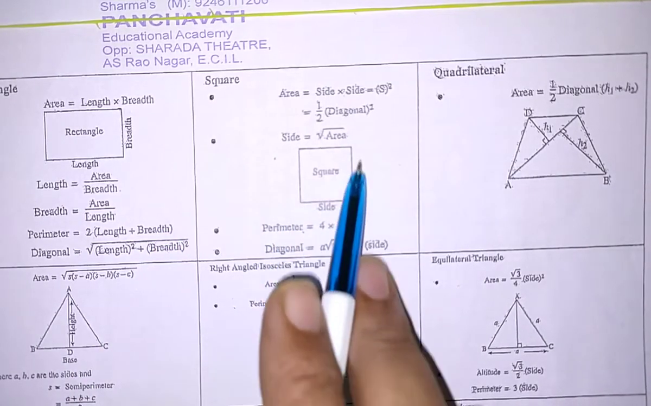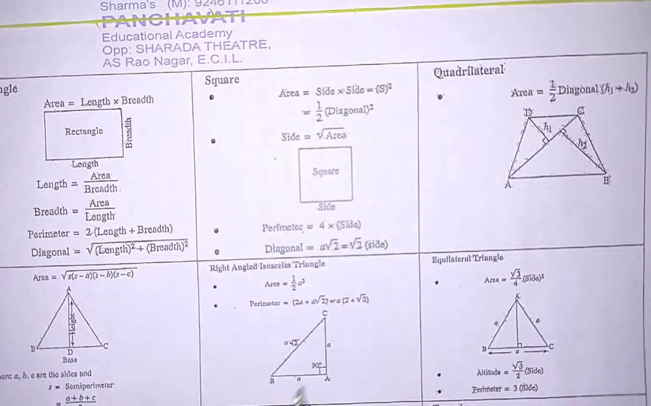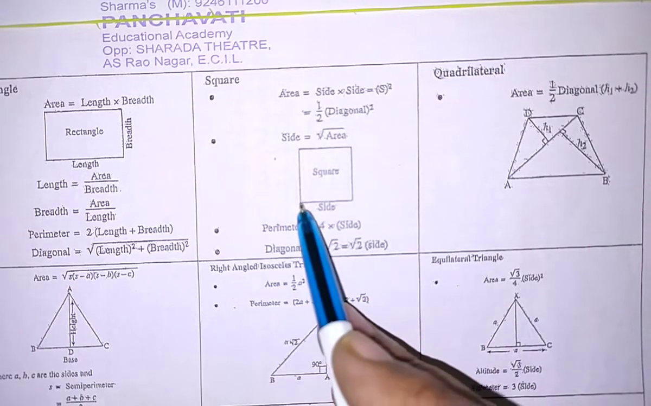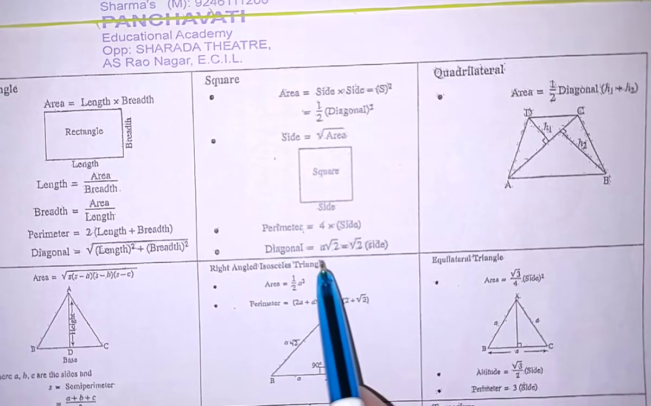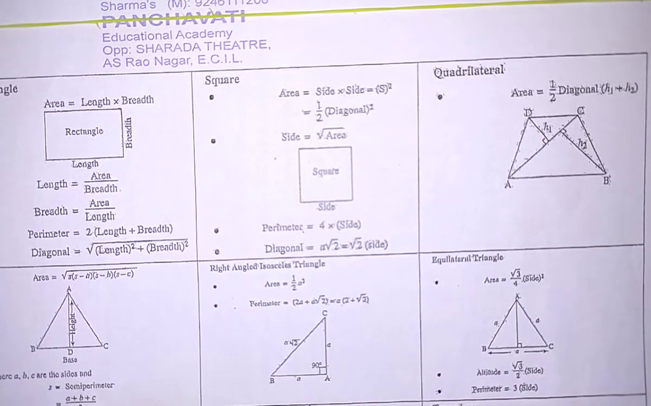Perimeter is side plus side plus side plus side, 4 sides. Similarly, diagonal, if you want, length of the diagonal is square root of side square plus side square, that is side times root 2, because side is common.